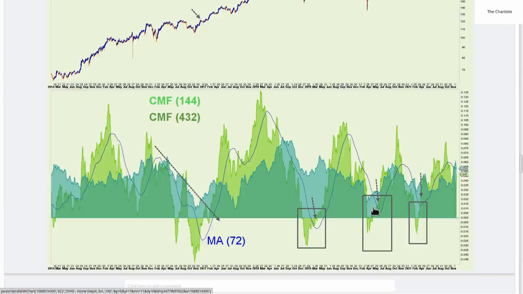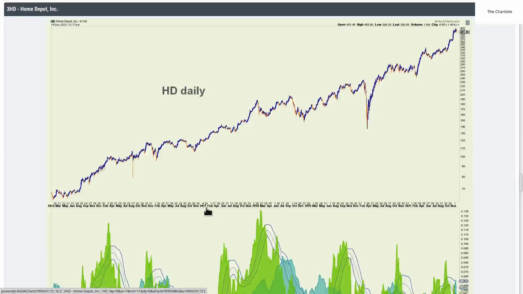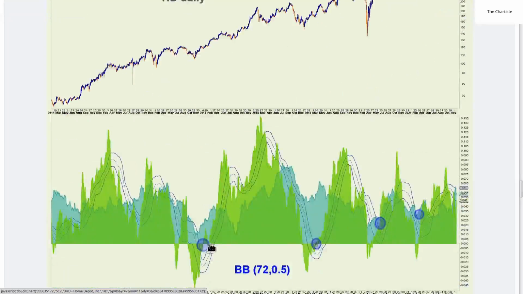Furthermore, you can use Bollinger Bands, very narrow Bollinger Bands, so you have some margin of safety, some tolerance to it. You have initial loading, that's Home Depot Daily again. You have initial loading right here.